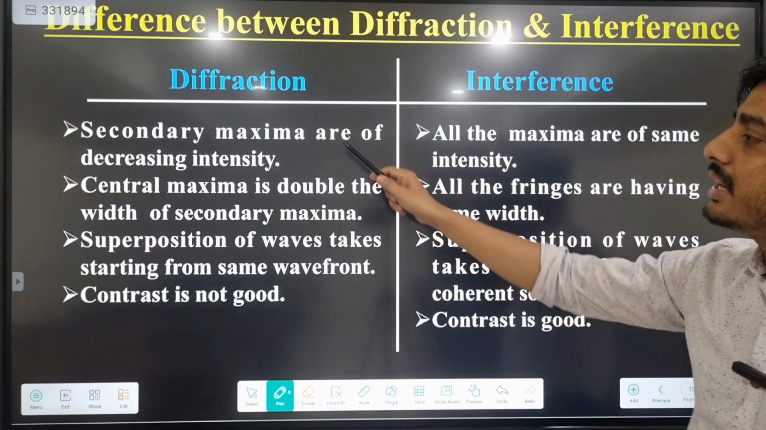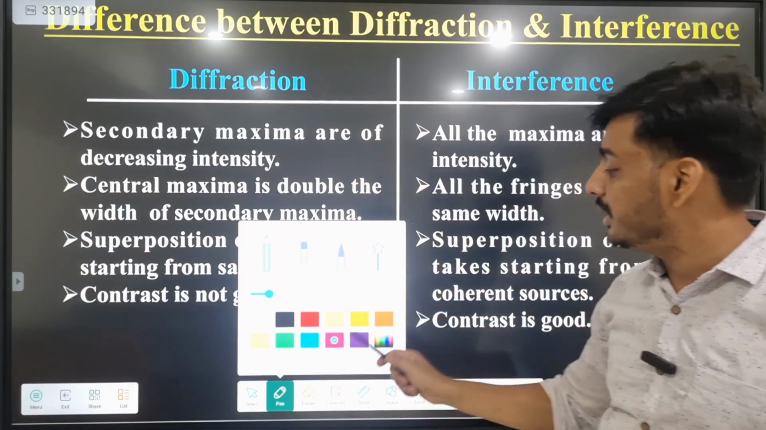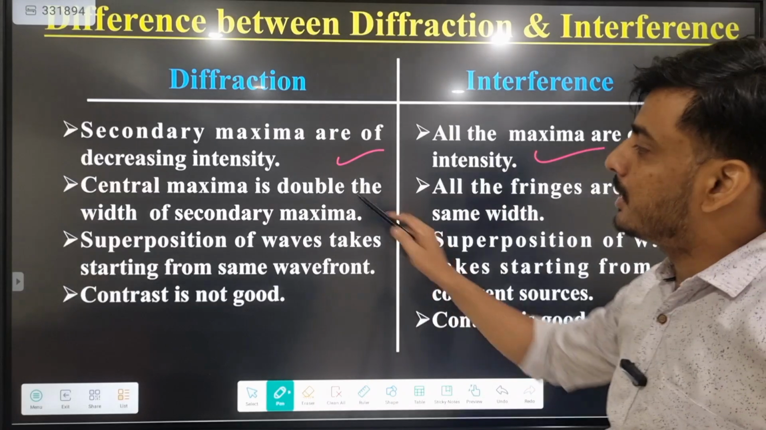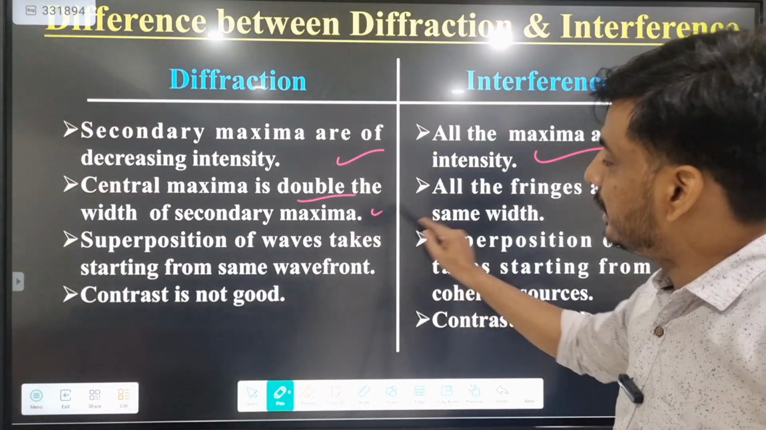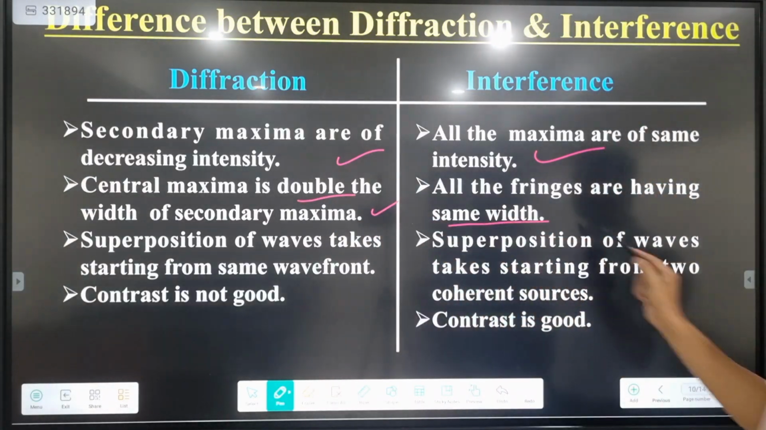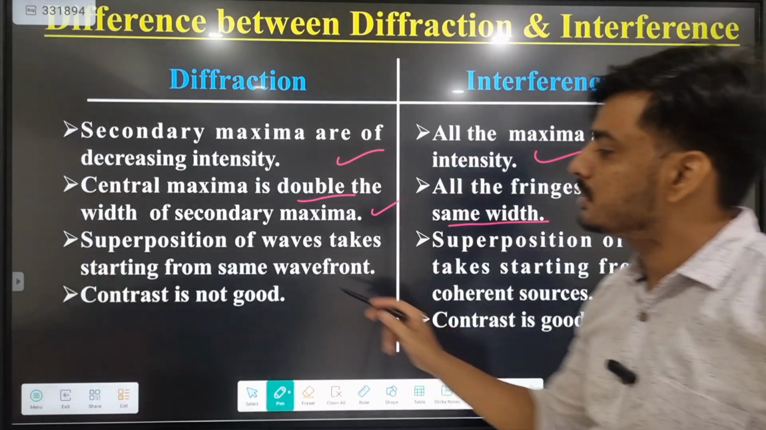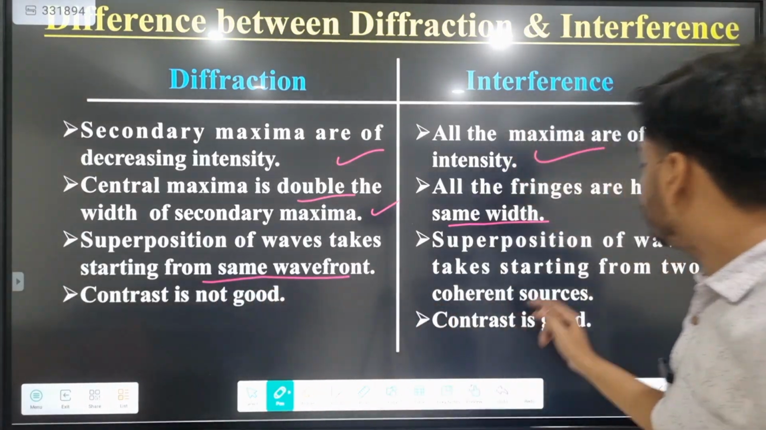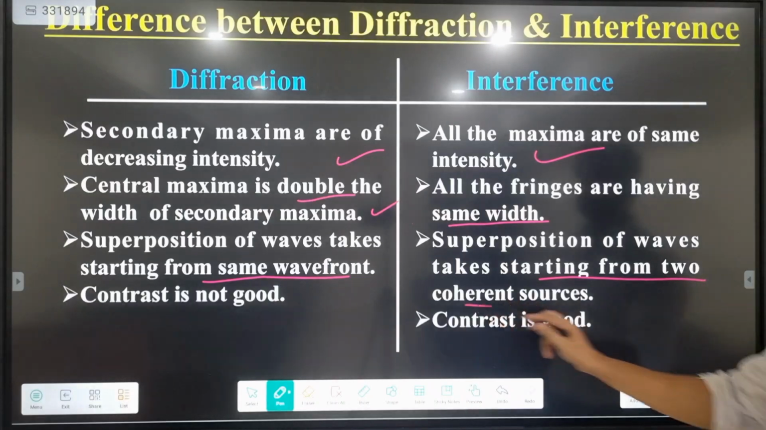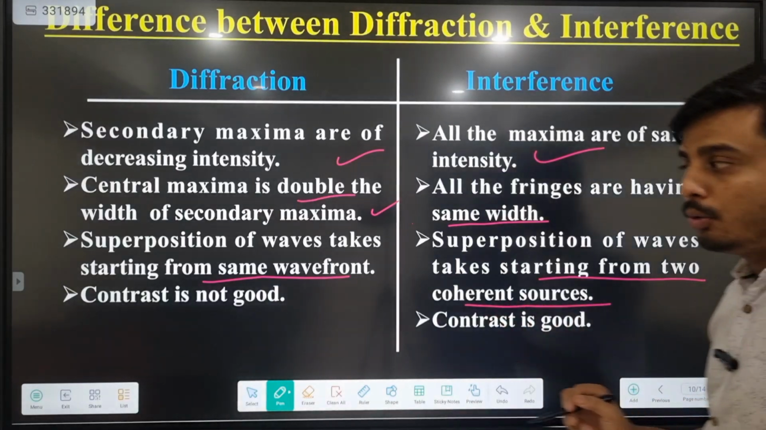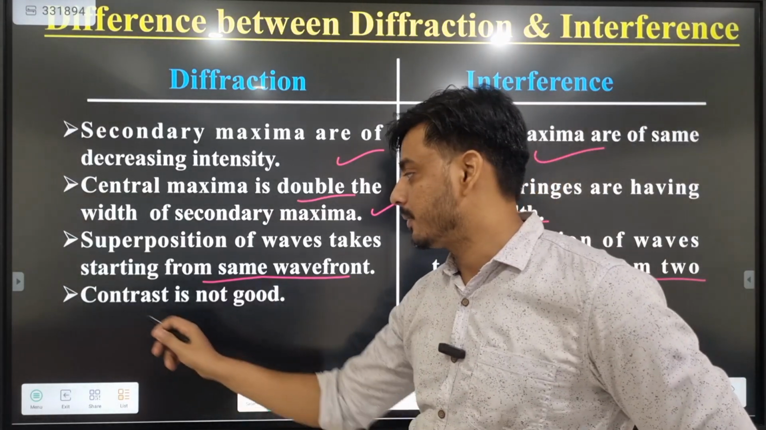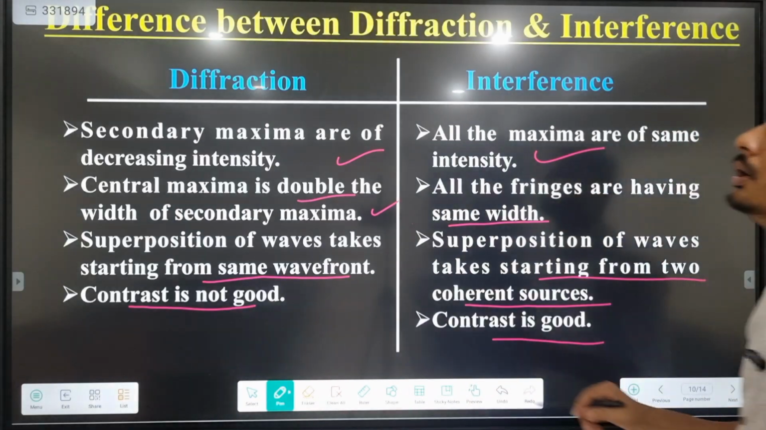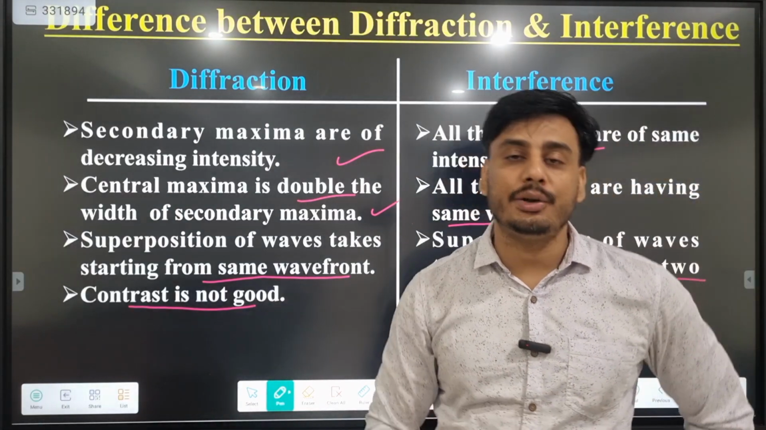You can see the secondary maxima are decreasing in intensity here, but here the intensity remains the same. Here the central maxima is double the width of the secondary maxima. Here all are of the same width. Then superposition of waves takes place from the same wavefront, because the single slit here takes that from two coherent sources. What do you mean by coherent? Let me know in the comment section. Then contrast is not good here, contrast is good there. This is all about the difference between diffraction and interference.